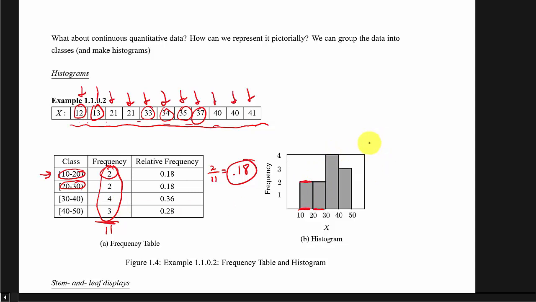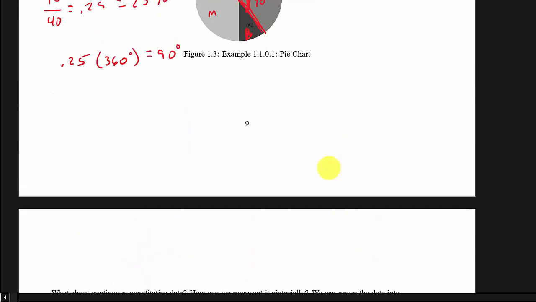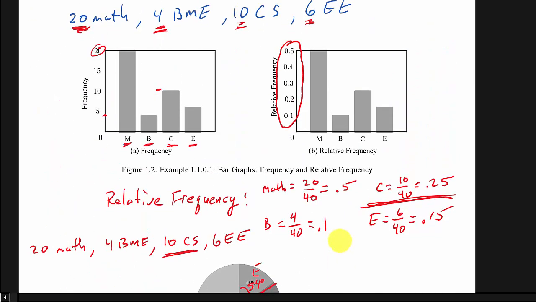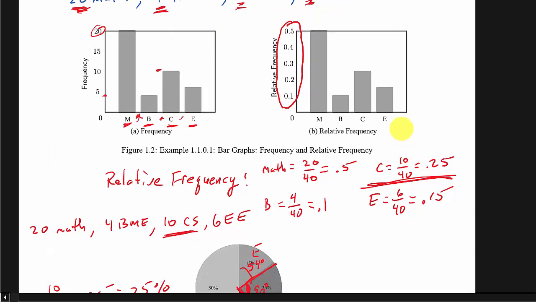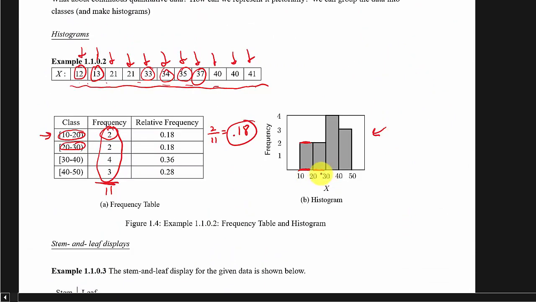Now, this is the difference between the histogram and a bar graph, and it stated it up there earlier. But notice in the bar graph, the bars do not touch. There's a gap between them. But in a histogram, there's no gap between the bars. Okay.